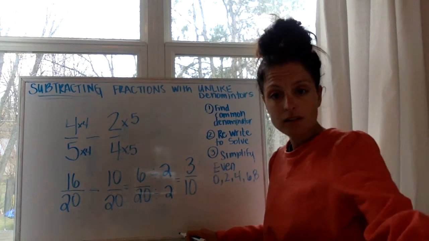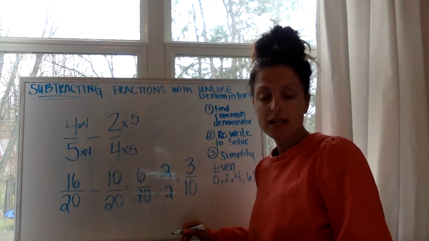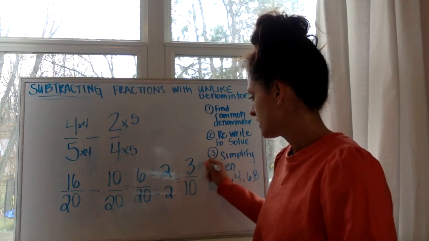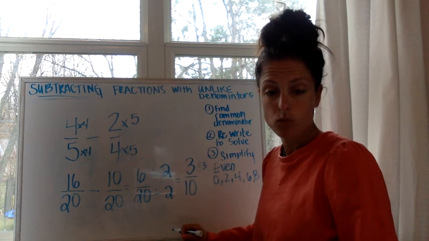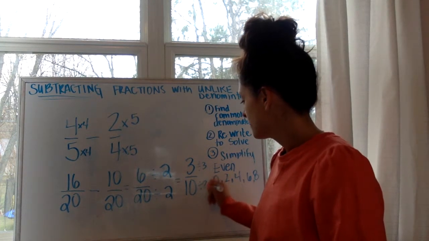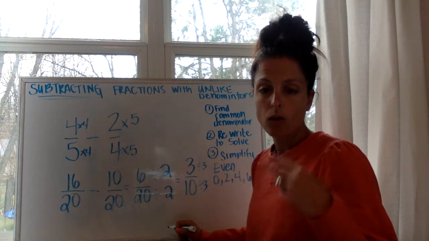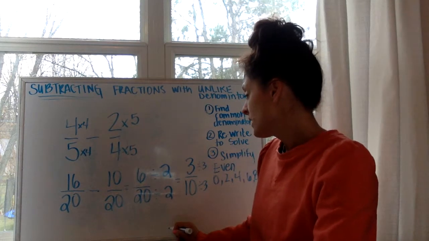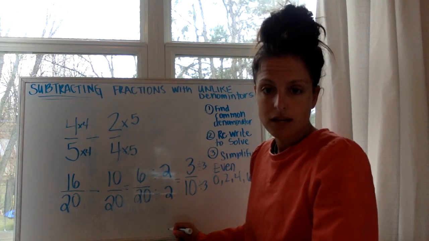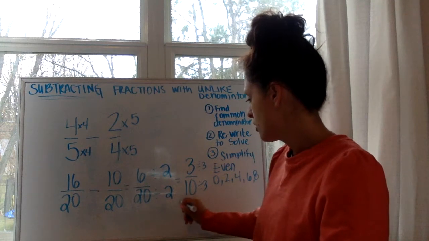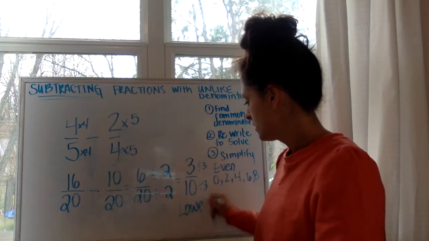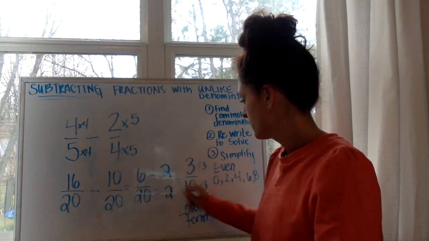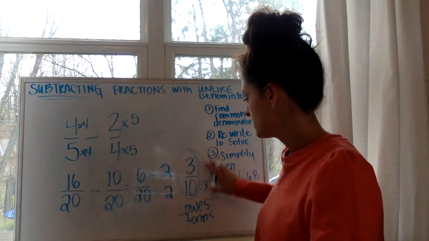And then the last thing to do is check to see if you can simplify it even further. The only option I can divide by here is 3. I know 3 divided by 3 is 1, but 10 divided by 3 is not going to give me a whole number. So we want to keep it as 3/10. That is simplified in lowest terms. All right, so 3/10 it is.